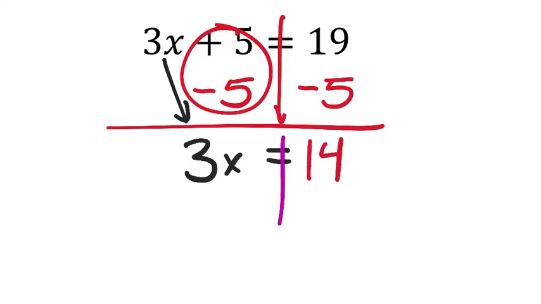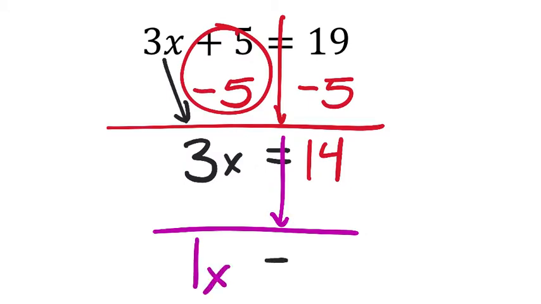The last thing I need from this is to make the coefficient of x a 1. So I have a 1x, not 3 x's. And to make a 3 a 1, I'm just going to divide it by itself. So 3 divided by 3 is 1, but I'd have to do 14 divided by 3 as well. The decimal is going to be very big, so I'm going to just make it a fraction as 14 thirds.